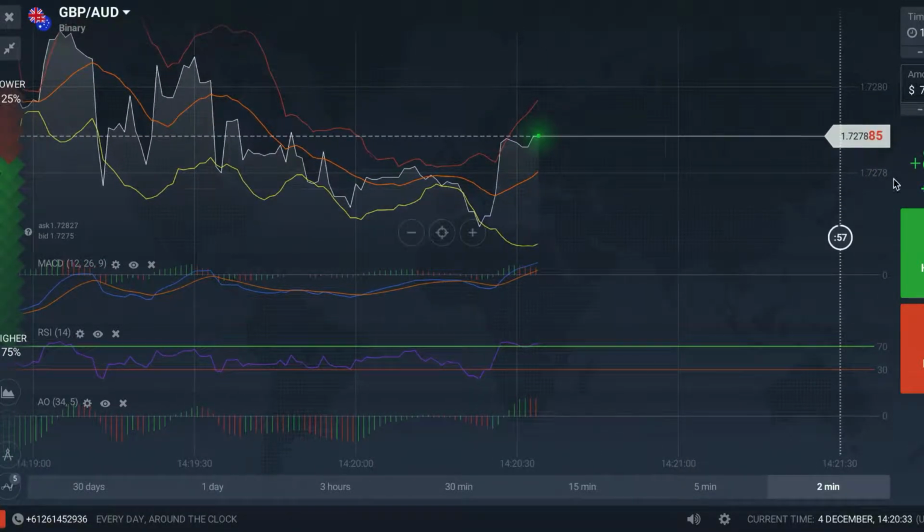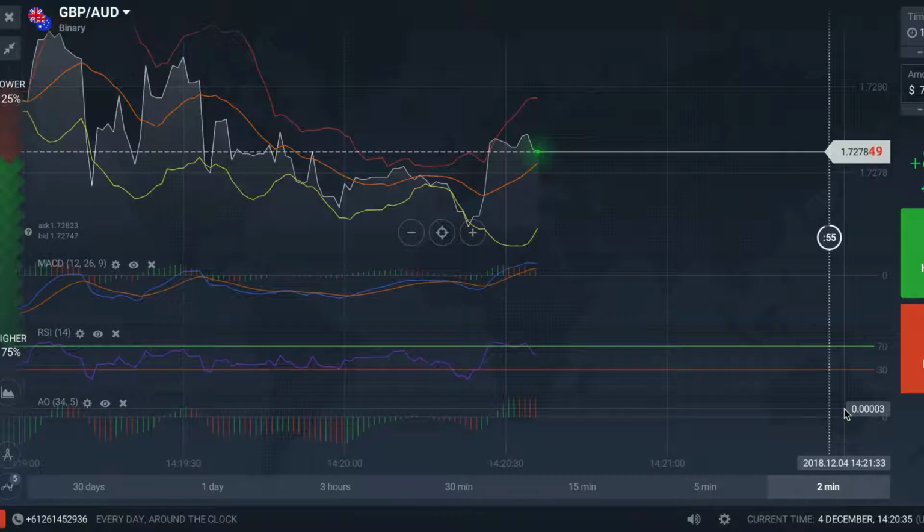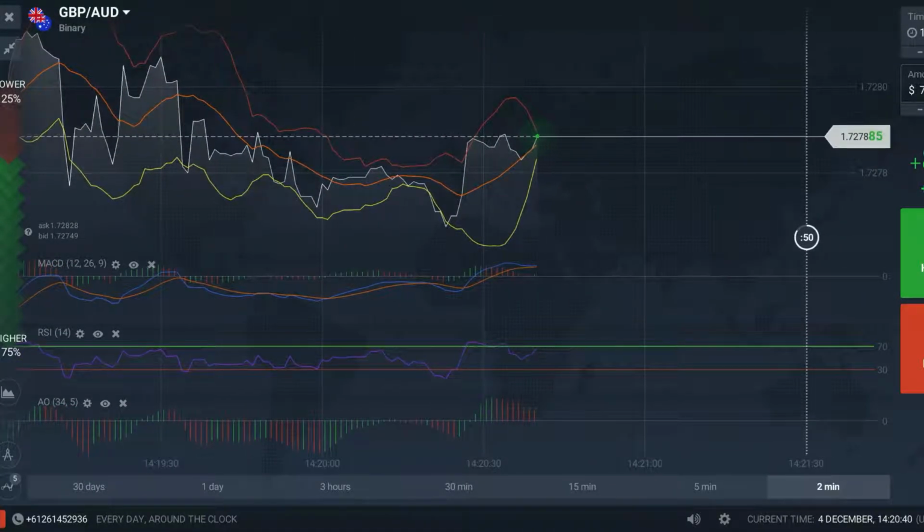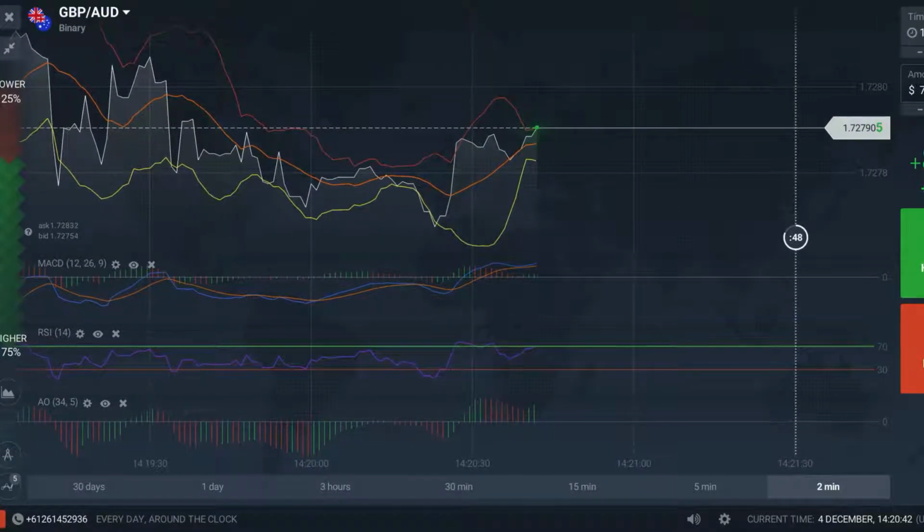Now I'm looking at an opportunity here to trade. All right, I missed that one, but it's okay. I'm busy talking to you guys. I'm looking at the Great Britain pound versus the Australian dollar for a couple of trading opportunities today.